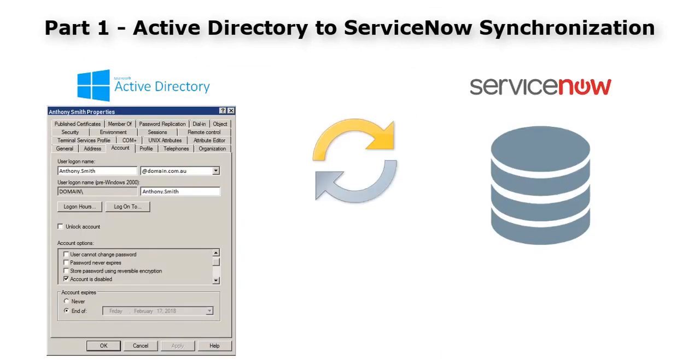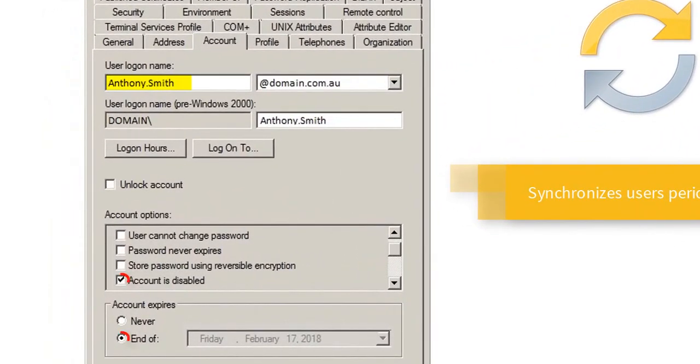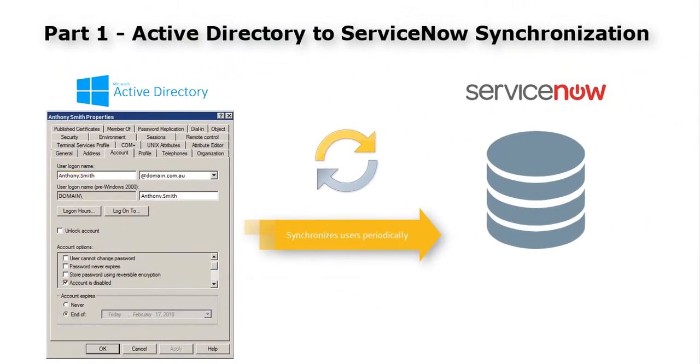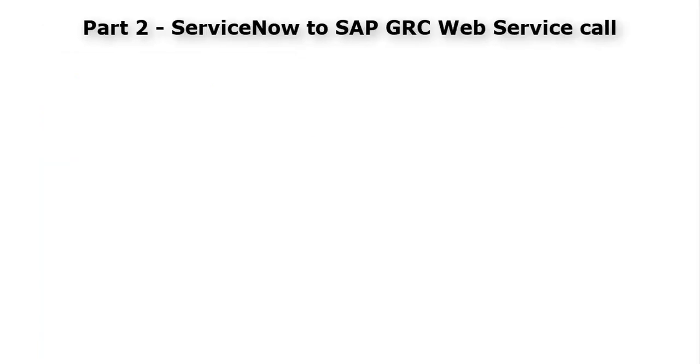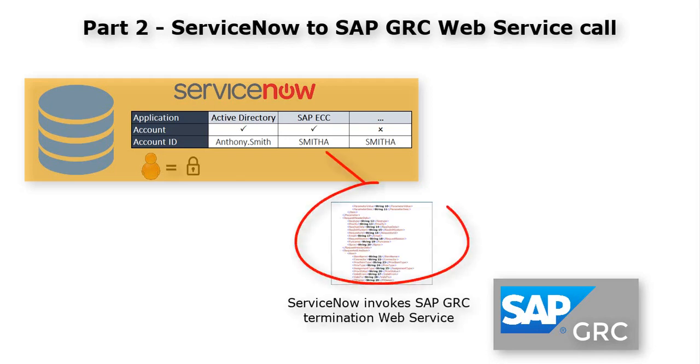ServiceNow synchronises its user store periodically from Active Directory. Later that day, the network account for Anthony Smith is formally terminated. During the synchronisation with AD, ServiceNow recognises that Anthony Smith is now disabled. Since Anthony Smith has an associated SAP account, logic maintained within ServiceNow invokes an SAP GRC termination web service.